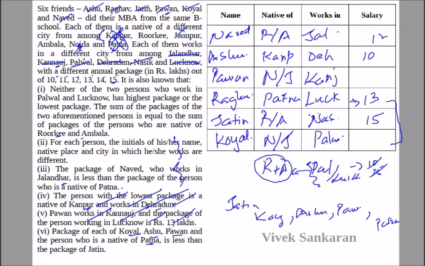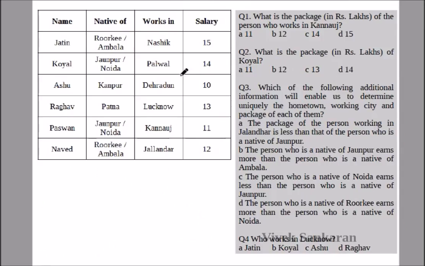Okay, so 12 plus 15 is 27. So this has to be 13. This has to be 14, and this has to be 11. 11 has to be here. So we have used this. We have used this. We still have no idea about some information, but at least we can answer probably some of the questions which are there. So let's go to the questions, see how it goes.